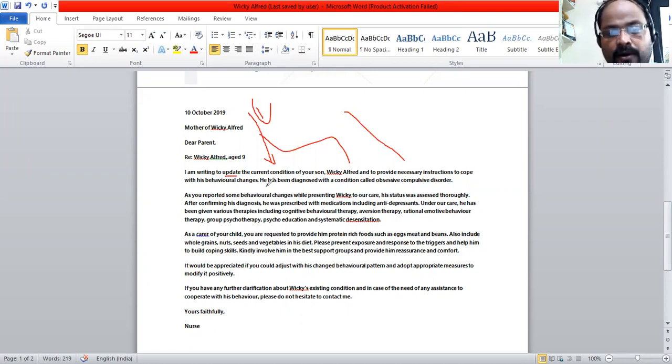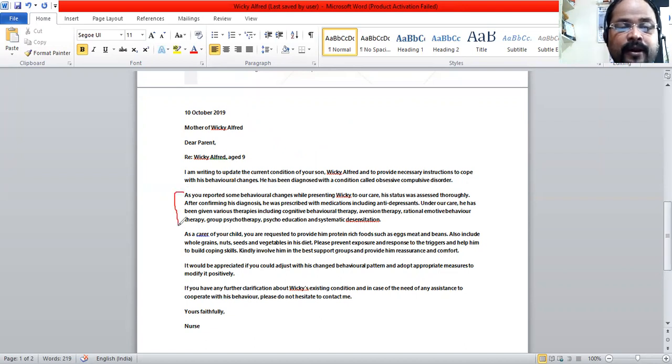Now, he has been diagnosed with a condition called obsessive compulsive disorder. His diagnosis is given. For what are you writing the letter? To update the current condition of your son, Wicky Alfred, and to provide necessary instructions to cope with his behavioral changes. So the purpose is written in two sentences. And what is written in the first paragraph?